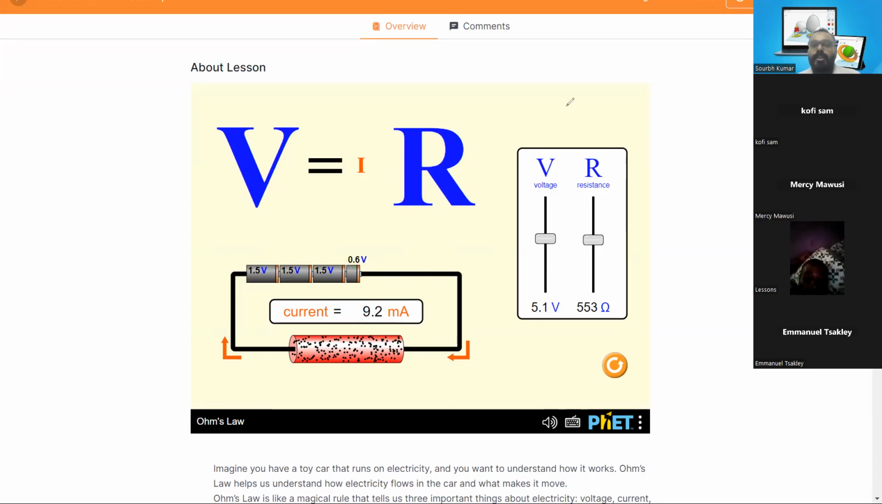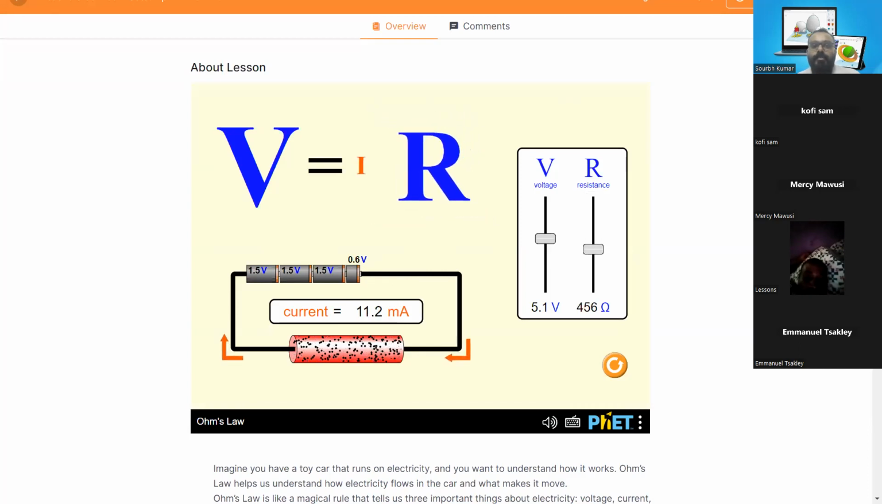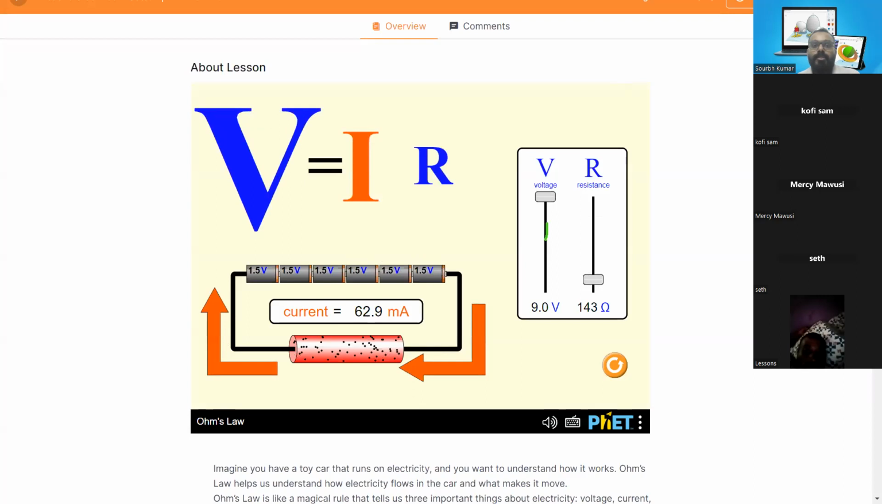Let me show you once again. If I increase the resistance, then the current changes, and in decreasing the resistance, the current is actually increasing, right? So if I increase the voltage, what is happening? The current is also increasing because it is correlated and proportional to the voltage.